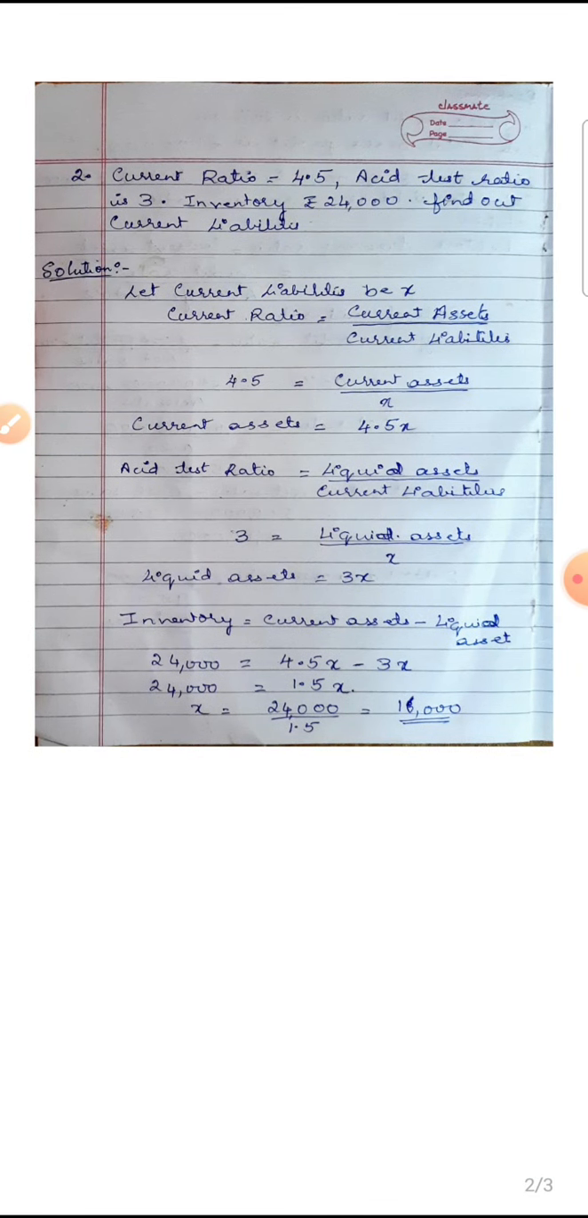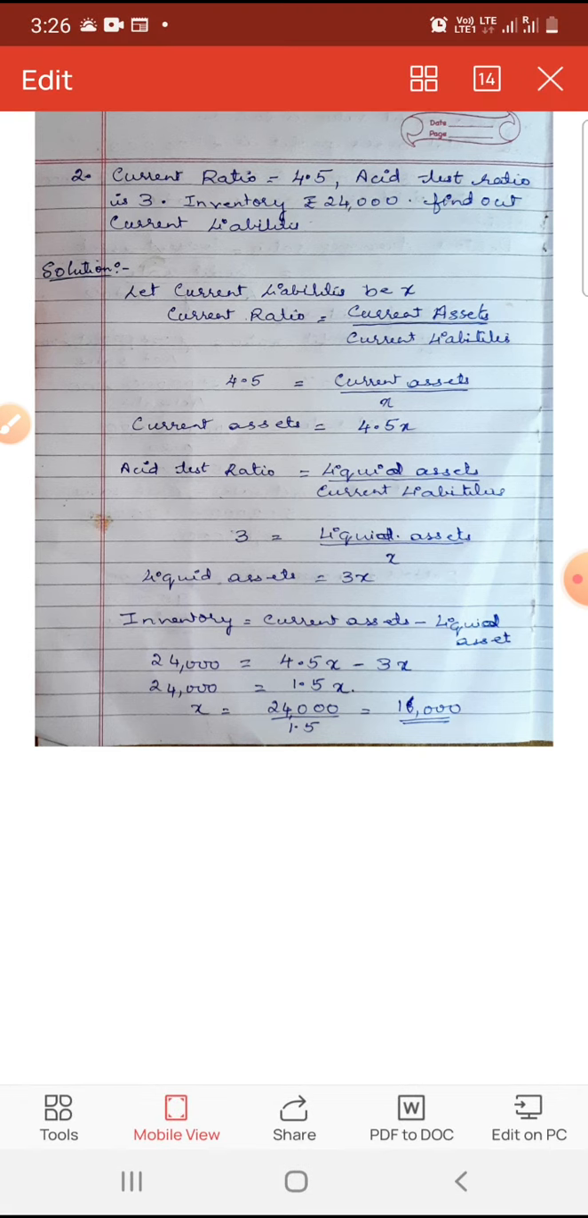The next problem is: current ratio is 4.5, acid test ratio is 3, inventory 24,000, find current liabilities. Now current liabilities you have to find out. When one thing is missing, we can assume, let the current liabilities be X. So the formula we have to write first. Current ratio is equal to current assets divided by current liabilities. Current liability X we know, current ratio is 4.5. So if you cross multiply, you will get current assets 4.5X.